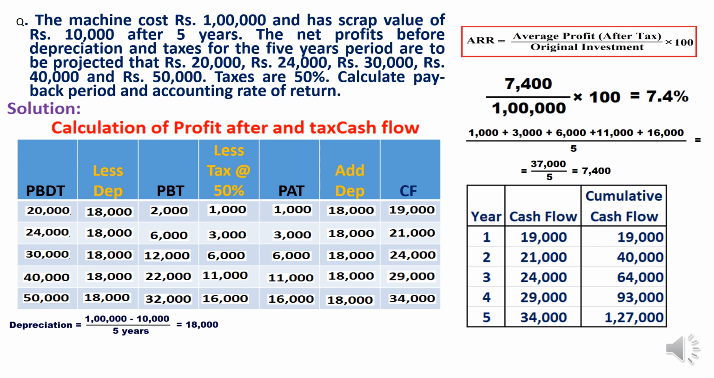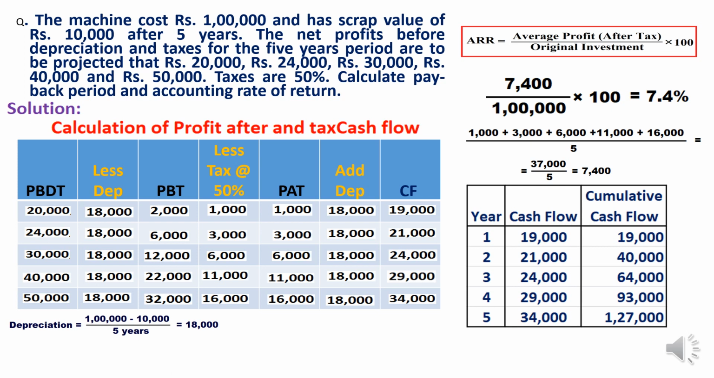The next column is cumulative cash flow. That is, first year 19, then 19 plus 21, 40, 40 plus 24, 64, 64 plus 29, 93, 93 plus 34, 127. Like this we have calculated cumulative cash flows. Once you calculate cumulative cash flows, it is quite clear that we have invested 1 lakh rupees.